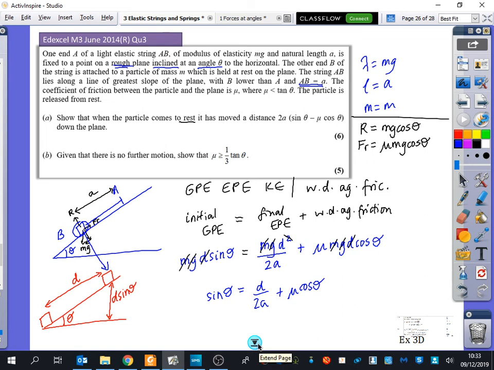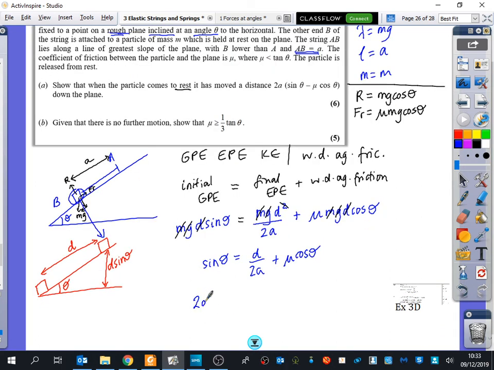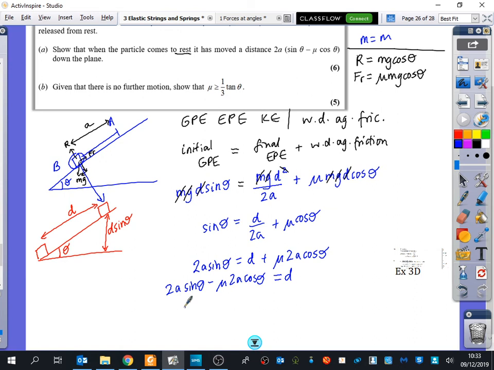So we'll multiply everything by 2a. So you get 2a sine theta equals d plus 2a mu cos theta. I don't know why I keep putting the 2 in that place. Very random of me. So then we get 2a sine theta minus mu cos theta is equal to d.